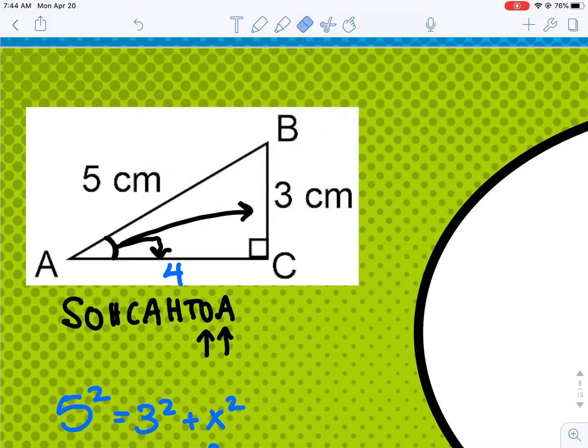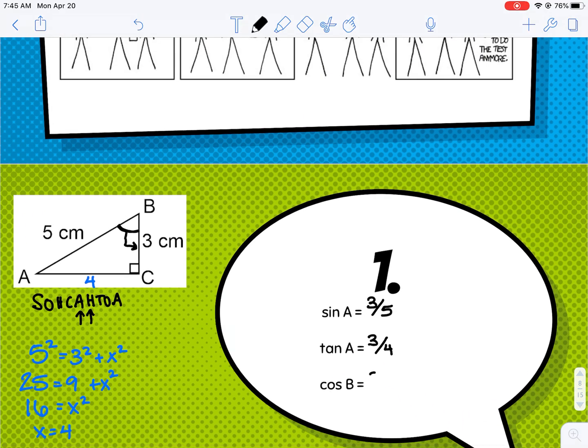So I'm no longer looking at A at all. I'm looking for cosine, and now my angle is B. So from B, I'm looking for the adjacent side. The side adjacent to B is 3 over my hypotenuse 5.